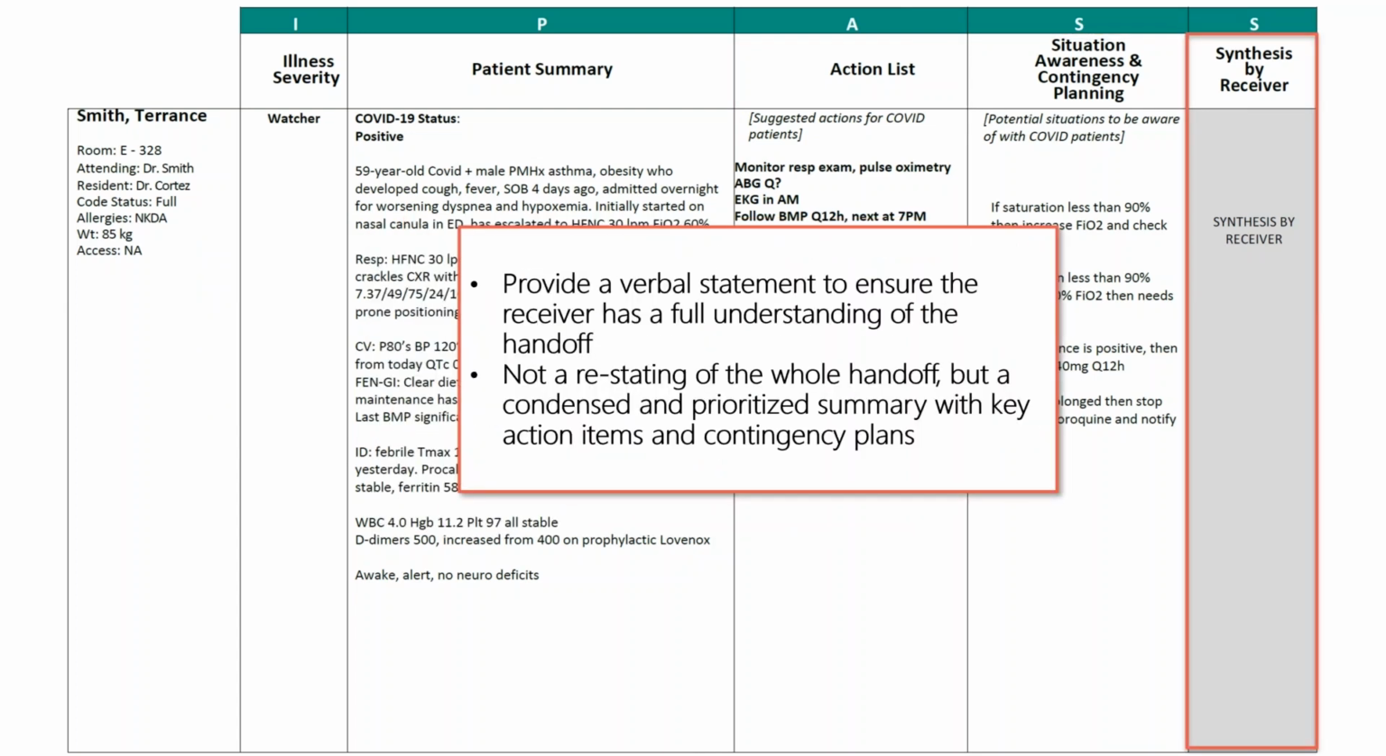Synthesis by receiver is a verbal statement from the receiver that tells the giver the receiver has a clear understanding of the handoff. A good synthesis is not a restating of the handoff, but rather is a brief, condensed, and prioritized summary of the most important elements of the handoff. A good synthesis includes a brief summary of the action items and the contingency plans.